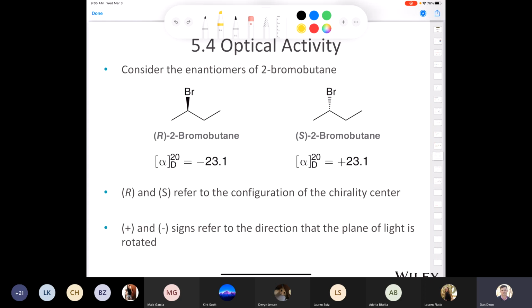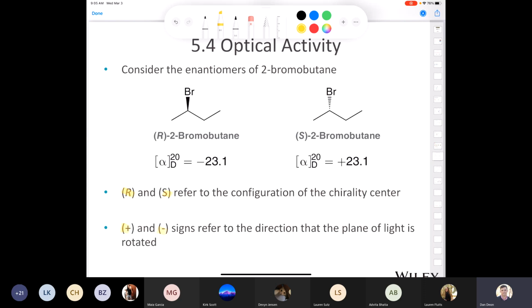But hear ye. Look deep into my eyes. Okay? And I'm going to tell you something that is 100% true. And you need to know this because I've seen students try to connect the dots between R and S and plus and minus rotation. Whether a compound is R or S has nothing to do with whether it rotates plane polarized light in the positive direction, which is clockwise, or negative, which is counterclockwise. They are not related to one another.